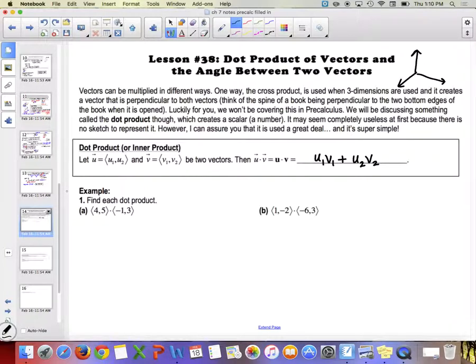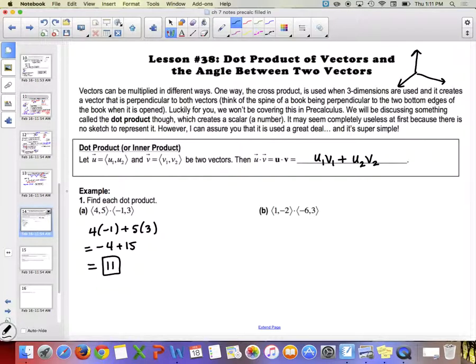So super simple. All you do for 1a is you take 4 and multiply by -1, and then you add that to 5 multiplied by 3. So you get -4 plus 15, which is the number 11. And it's not a vector or anything, it's just a number in the end. What does it signify? That's what I told you. It doesn't make anything geometric, but it's used in formulas that will make sense in a second.